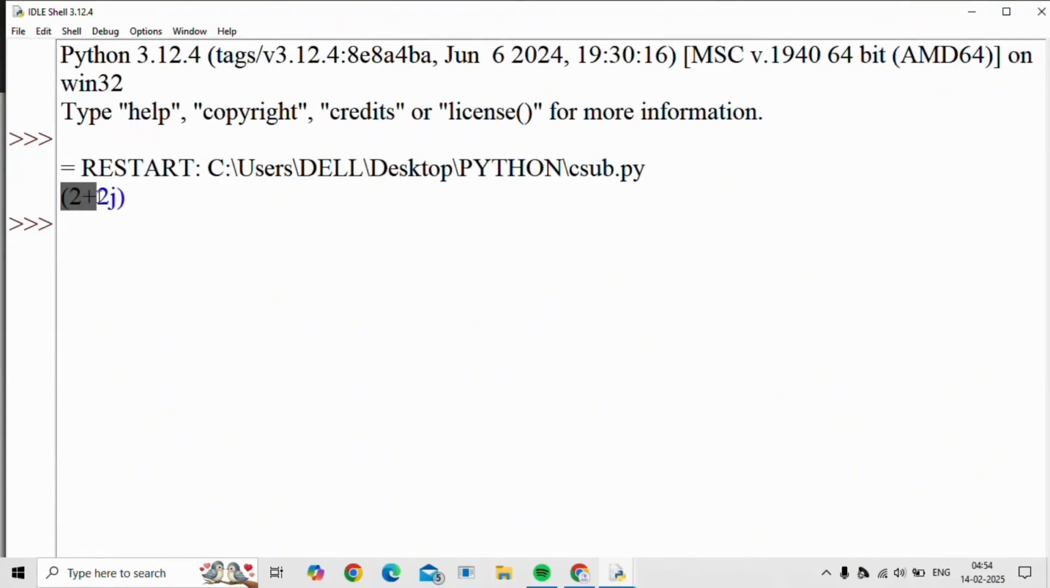When we perform the subtraction operation, the resultant number is also a complex number. 2 plus 2j is a complex number. 2 minus 2j is not a complex number. Please remember, this point is important. When we perform the subtraction in complex numbers, the resultant number is also a complex number. So 2 plus 2j will be the final answer.